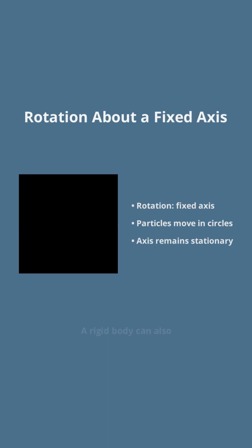A rigid body can also rotate about a fixed axis. Think of a ceiling fan or a potter's wheel. In such cases, every particle of the body moves in a circle, with the center of each circle lying on the axis of rotation. The axis itself remains stationary and the motion is purely rotational. This type of motion is seen in many mechanical systems, from spinning tops to rotating machinery, and is a key concept in understanding rotational dynamics.